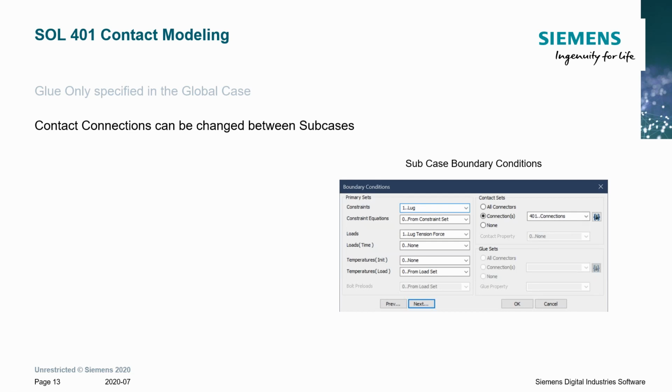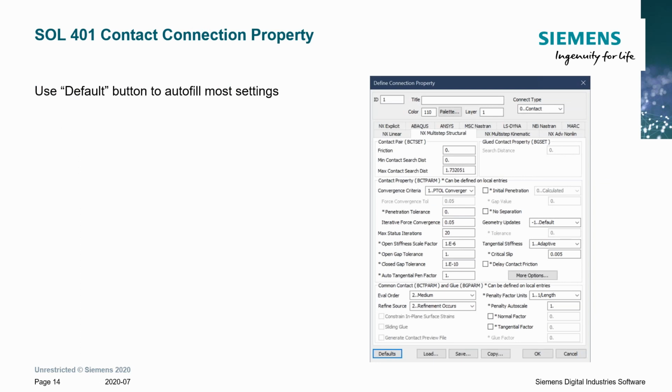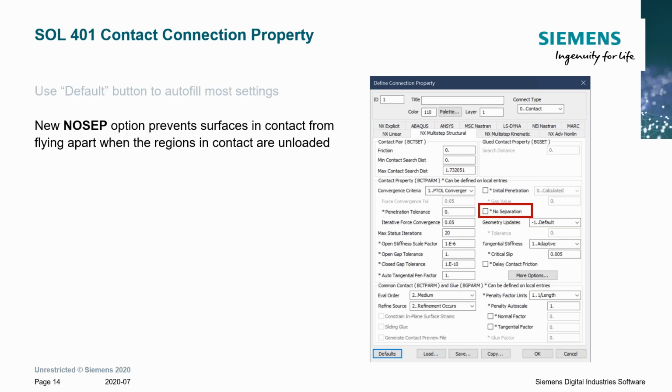And if you're using a continuous solution or a sequential solution, it'll maintain the previous contact. Now, there are these connection properties. Again, just like we recommend whenever you create a new connection property, use the default settings. There is something unique in 401, and it's called the no separation option. What that does is once the surfaces or the element faces come in contact, they cannot fly apart. So if you unload it, they retain their contact. So this is, again, unique to 401.